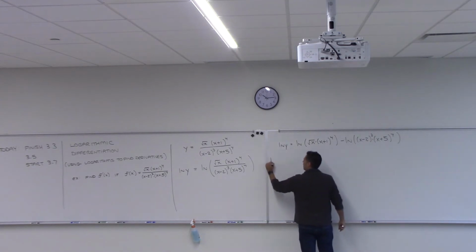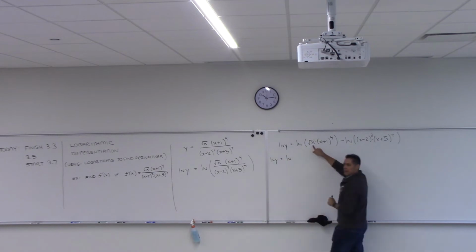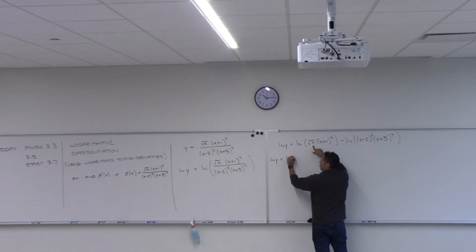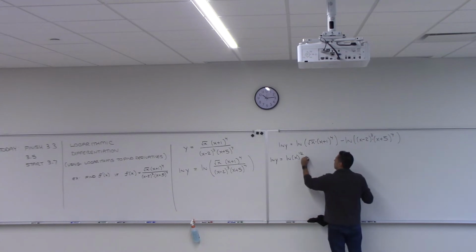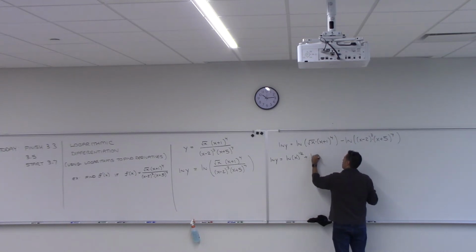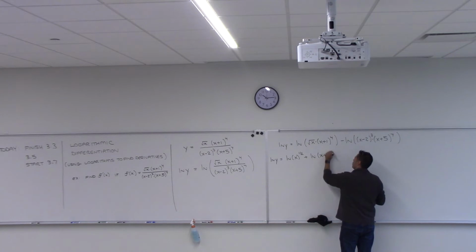So still on the left side, natural log y equals, now this becomes two logs. Natural log of the square root of x, right? I'm going to rewrite the square root of x as x to the half power, because in the next step, I'm going to pull the power out front, right? Use that other property of logs. So that plus natural log of x plus 1 to the fourth.